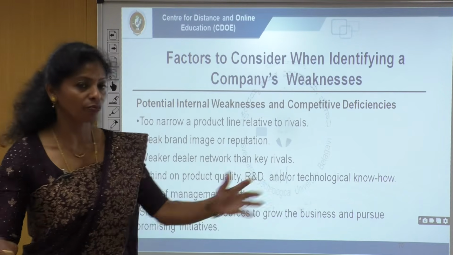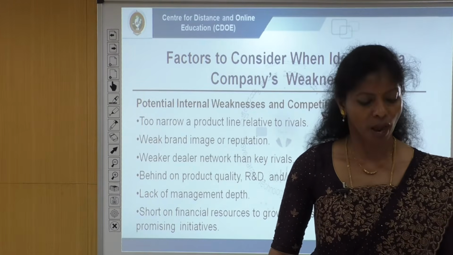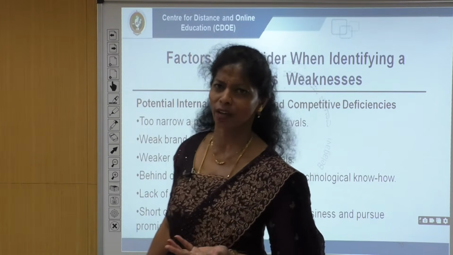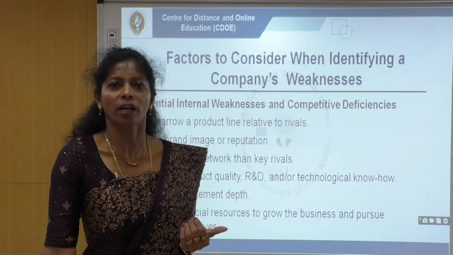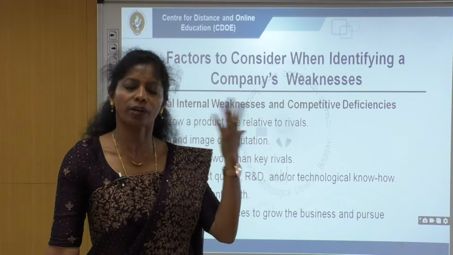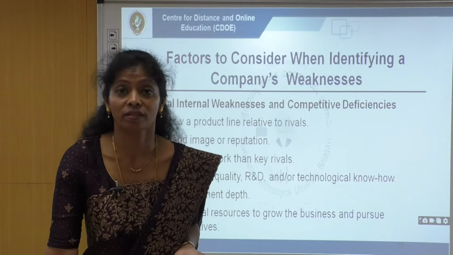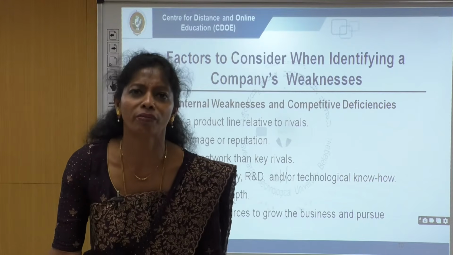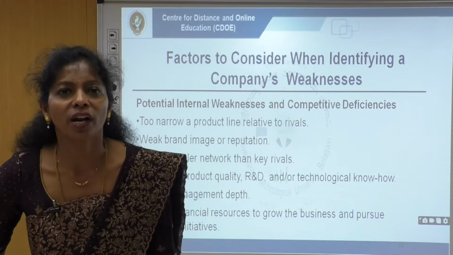Product line: you do not have a variety of products. For example, take shampoo. You have shampoo for normal hair, dry hair, oily hair. Why? Shampoo is used for hair, but still in shampoo you have long hair, short hair, oily hair, normal hair, normal scalp or a dry scalp. Variety of shampoos are there, and shampoo for dandruff hair. There is a product variety. You cannot say one product for all types of hair. Is it possible? Just an example. That is what it talks about: too narrow a product line relative to rivals.